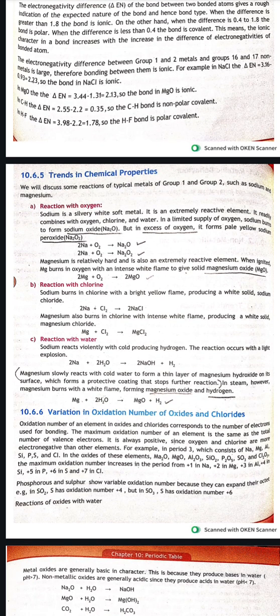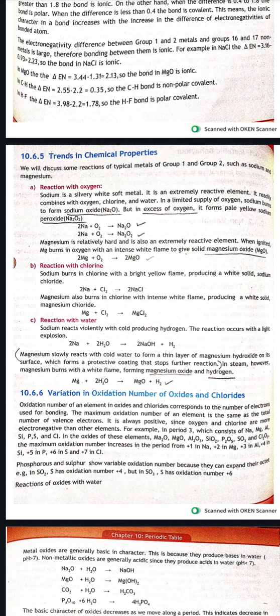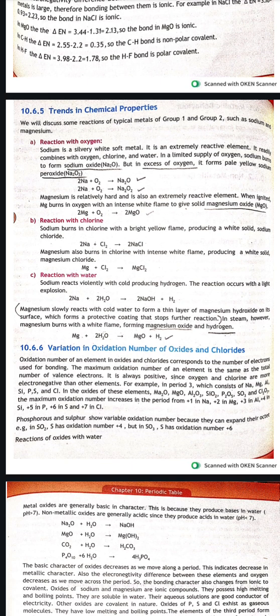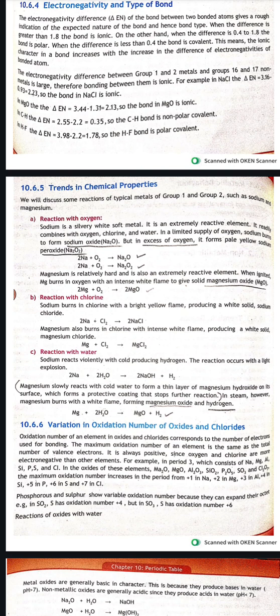The electronegativity difference between group 1 and 2 metals and group 16 and 17 non-metals is large. Therefore, bonding between them is ionic, like we see in NaCl. It has an electronegativity difference of 2.23, which is quite high and favors the ionic bond. In MgO, the electronegativity difference is 2.13. It's an ionic bond. For C-H, the electronegativity difference is 0.35. It's a non-polar covalent bond, which is less than 0.4. And for HF, the electronegativity difference is 1.78 and it favors the polar covalent bond because it is between 0.4 and 1.8.